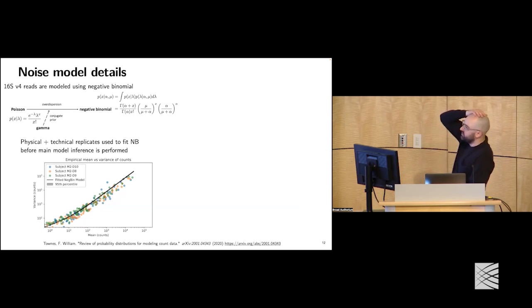What did we do for the reads? Well, we just have this negative binomial distribution, which is just a Poisson with a gamma prior, and then you integrate it out. And so it's this sort of over dispersed model. You can kind of see the over dispersion here at the bottom.